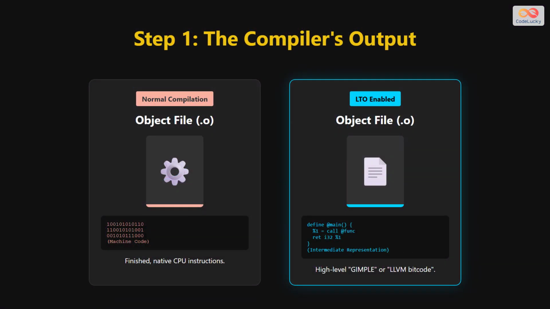Here is how it works under the hood. When LTO is enabled, the compiler does not output standard machine code into the object files. Instead, it outputs an intermediate representation, often called bytecode or bitcode. This is a high-level description of the code that retains all the structural information needed for optimization.